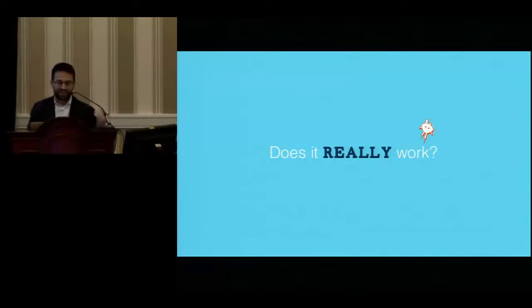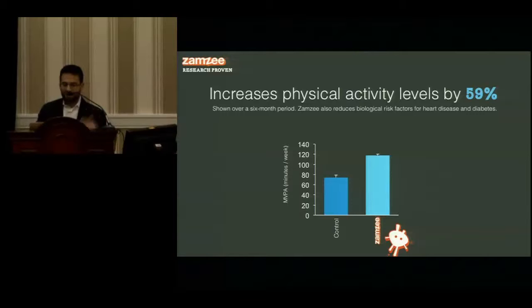So of course all this intentionality is great, but does it really work? Ellen walked through the data. I'm not going to walk through it again. We think the data is pretty compelling. We're pretty excited about it. Ellen mentioned we had the 6-month study. We saw kids move 59% more, and the girls moved 103% more. Kids with a high BMI moved 27% more. We saw this impact sustained over a 6-month period. It was not a short-lived thing. And every week, week in and week out, kids in the Zamzi group moved more than the control group.